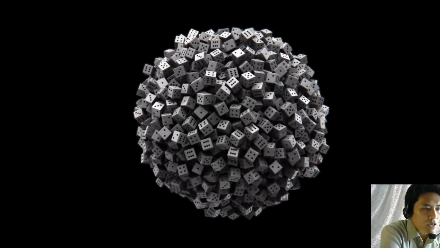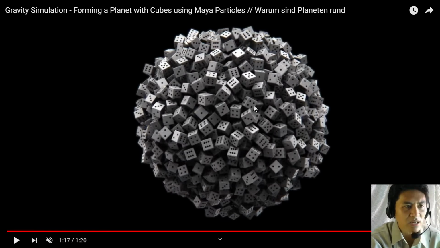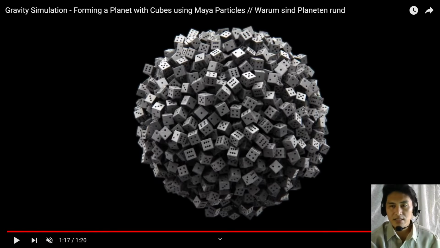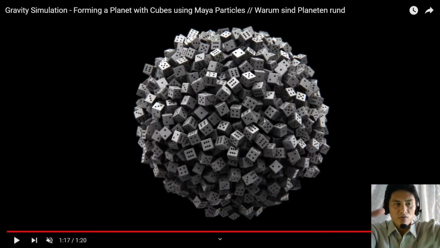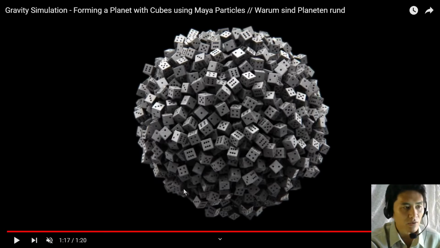Okay? And again, this simulation is not dictated by the creator; the behavior of the dice here is not dictated by the creator. What the creator does here is simply put in a bunch of particles, put in the equations of gravity, and let it behave the way it wants according to how gravity would do it. And guess what? It forms a spherical configuration.